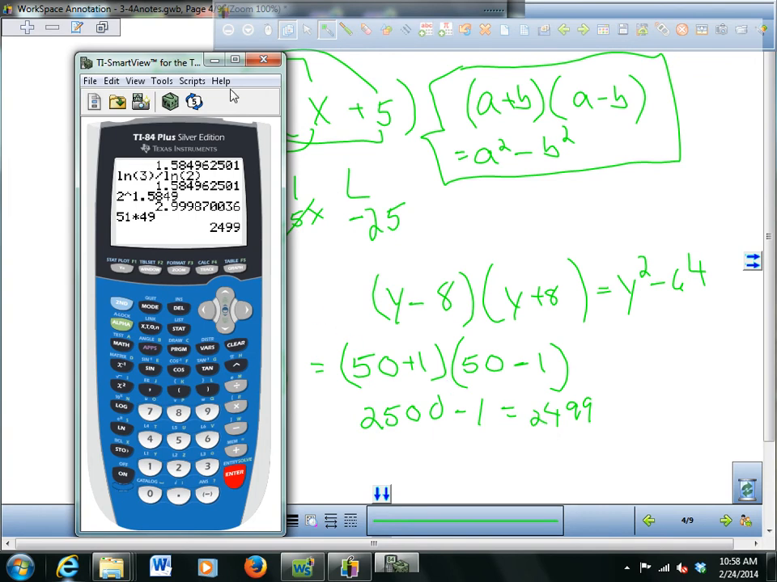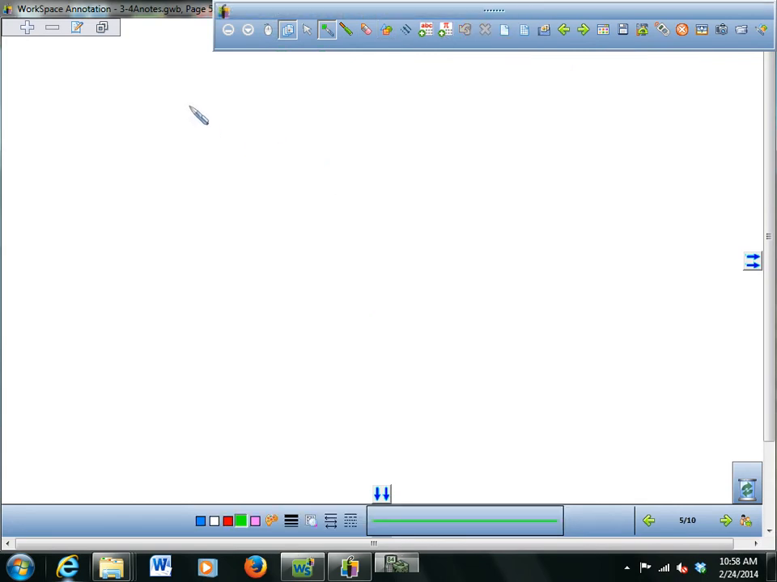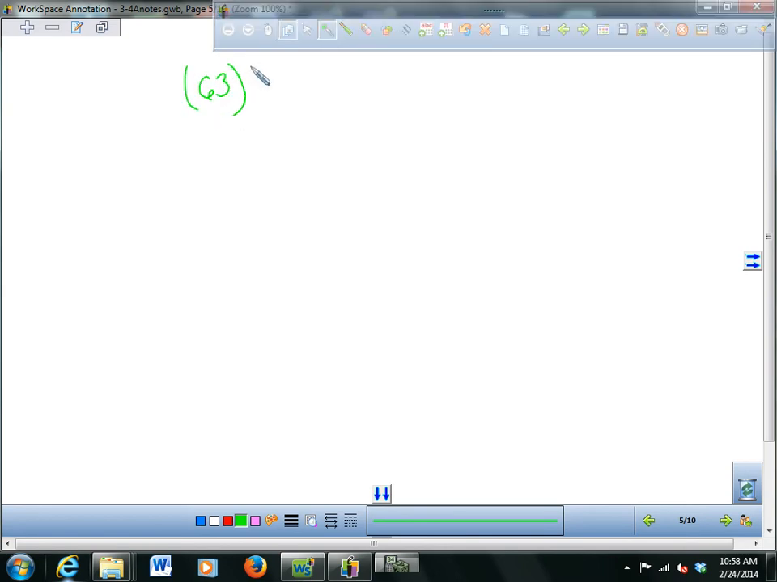Okay. Here, let's give you a you try. See if you can do this: 63 times 57 without multiplying it out, using that technique that I just showed you. So, how can I rewrite 63? 60 plus 3. How can I write 57? 60 minus 3. What do you get? 3591.